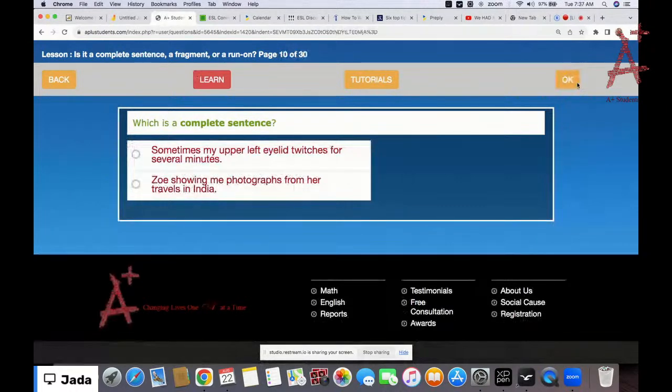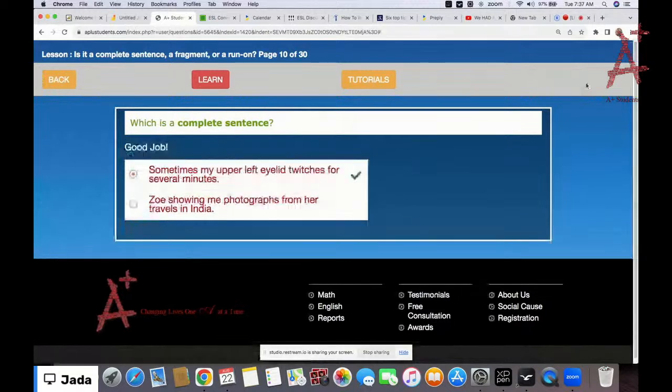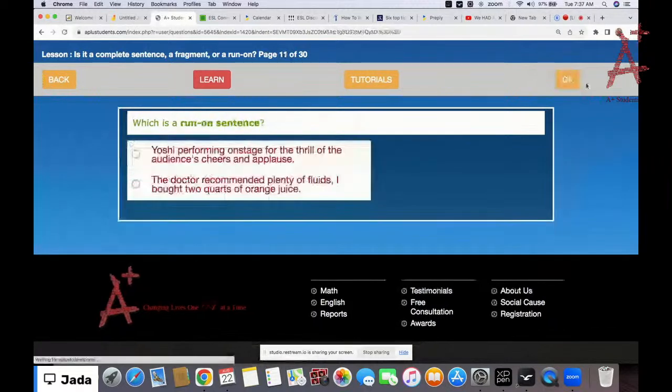Sometimes my upper left eyelid twitches for several minutes. Zoe showing me photographs from her travels in India. In India. So this one. So we need to find a run-on now.